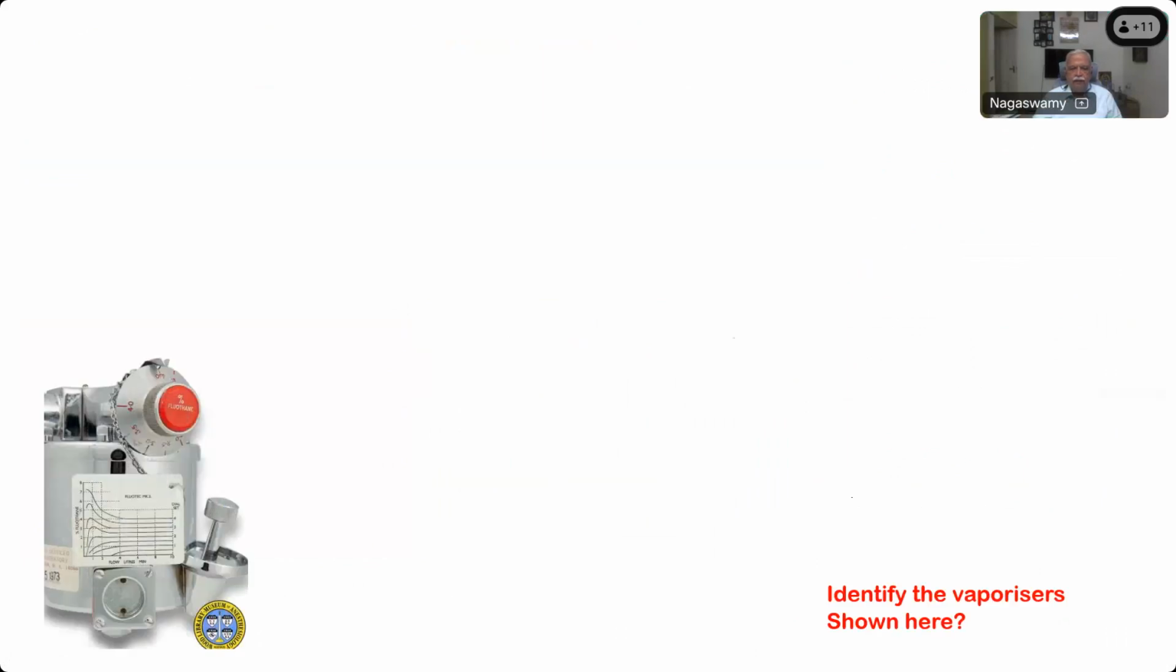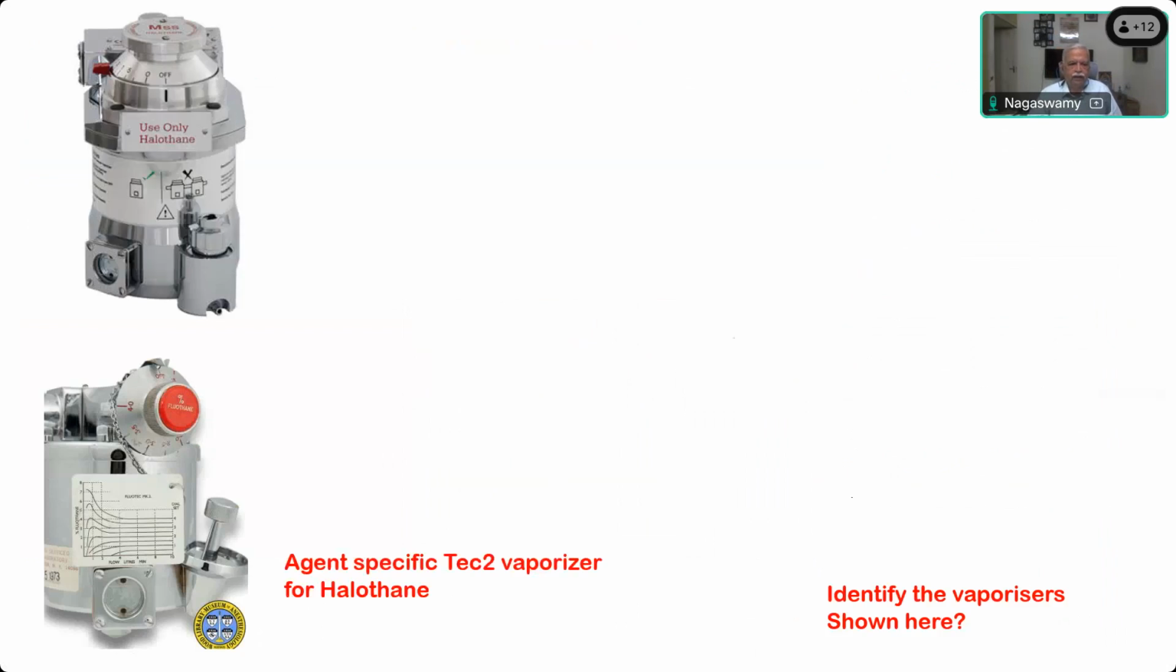So identify the vaporizers shown here. This is again some older equipment, shown for the purpose of making you know something which is not commonly used nowadays. Of course, from reading this and the color coding and other things, what is this vaporizer used for? Halothane. But what is the commercial name written here? Fluothane. Okay, it is marketed as Fluothane, not as halothane. And this is the Tec 2 vaporizer for halothane. Very old type.